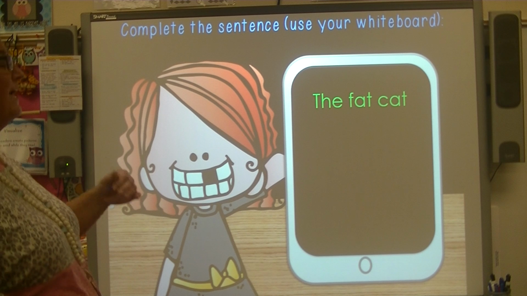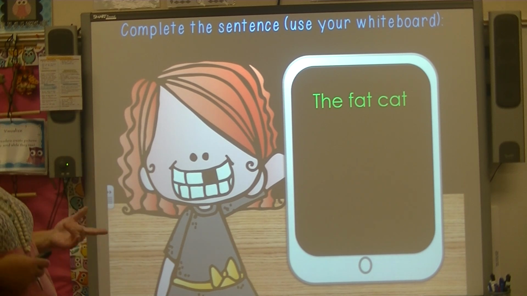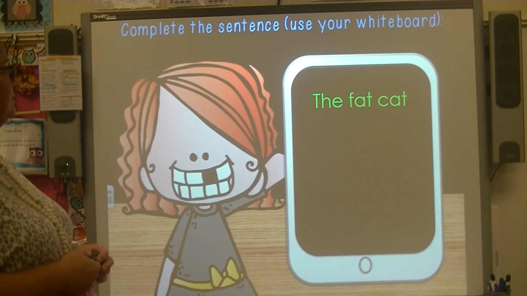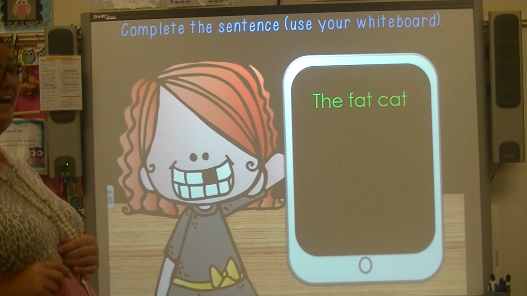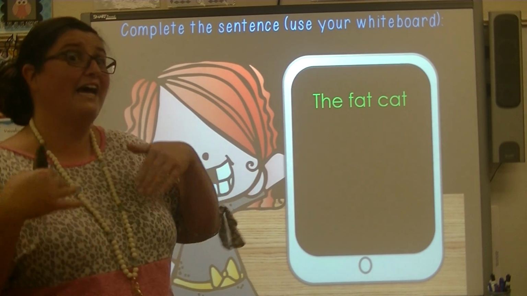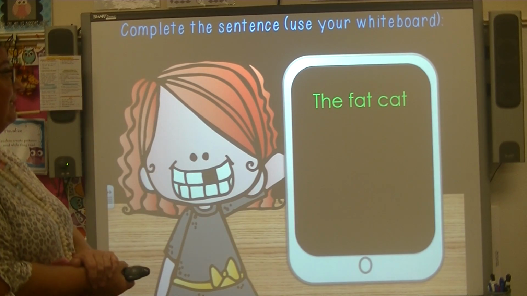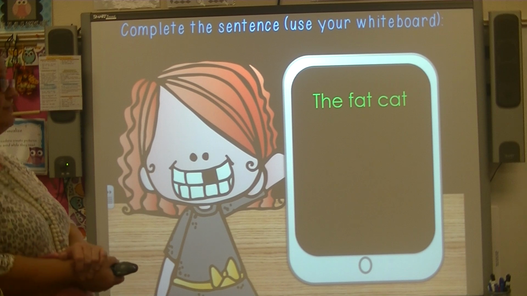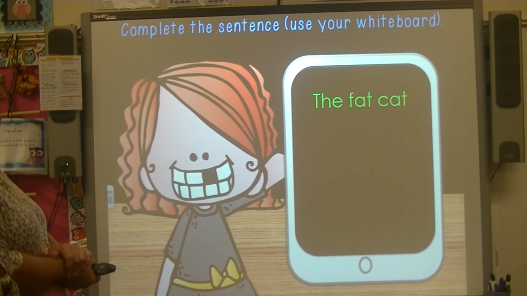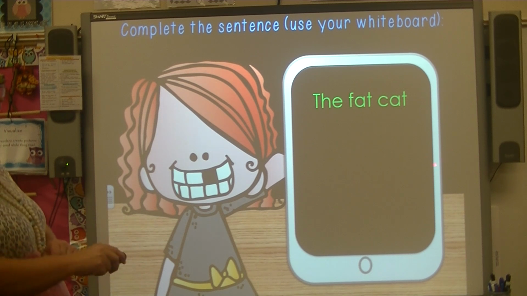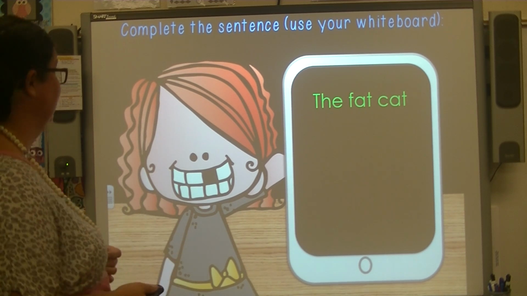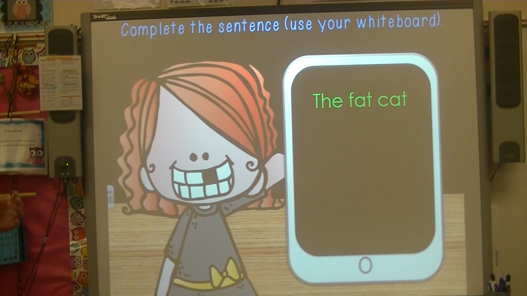All right, first thing, do we have a who part or a do part? All right, we have the who part. Who's it about? The fat cat. What can the fat cat do? Think about it at home and share it with someone. The fat cat climbed the tree. Right? We need that do part, or predicate part, to finish that sentence.